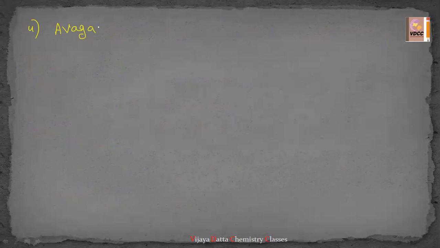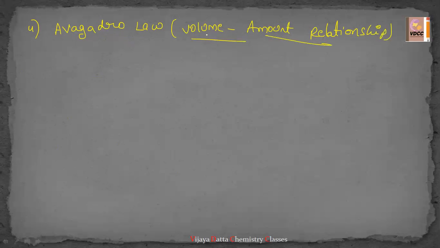Next one is the Avogadro law. That is called the volume-amount relationship. See here in the Avogadro law, volume-amount relationship. This is first given by the scientist Avogadro. He considered Dalton's atomic theory and Gay-Lussac's law of combining volumes. We are studying this as Avogadro's law now.